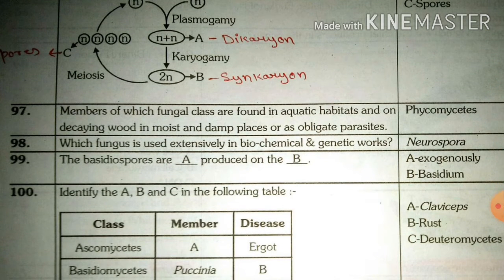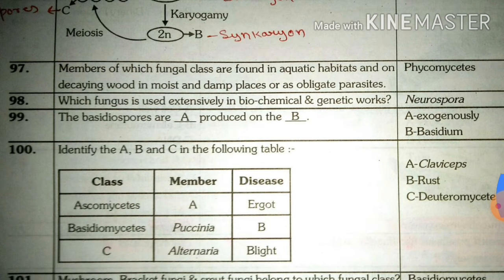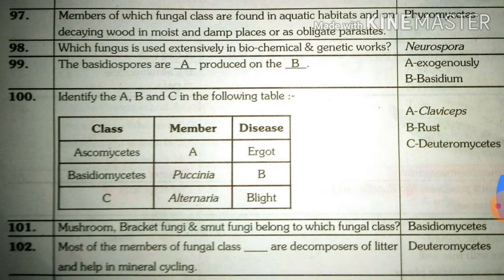Next, members of which fungi class are found in aquatic habitat and on decaying wood in moist and damp places or as obligate parasites? Phycomycetes. Which fungi is used extensively in biochemical and genetic work? Neurospora. The basidiospores are exogenously produced on the basidium.